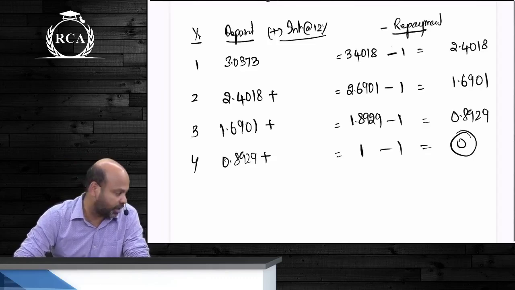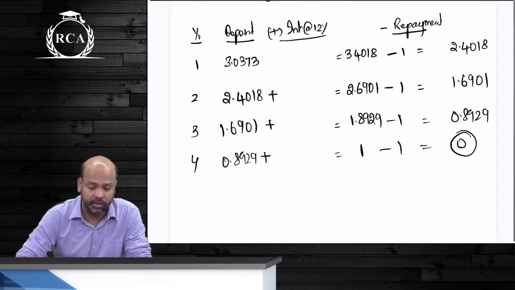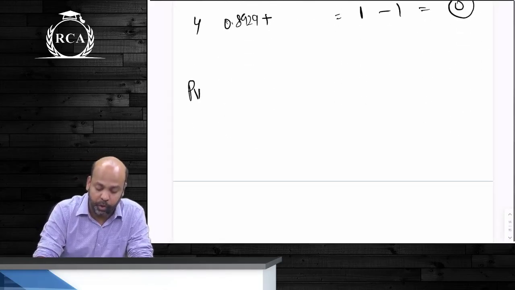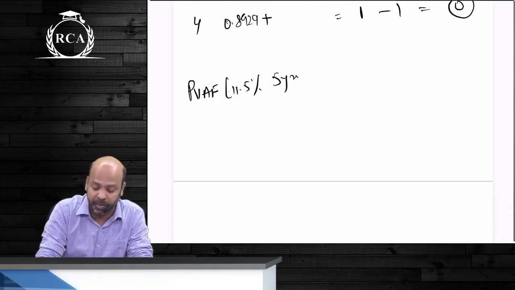Compute annuity factor at 11.5% for 5 years. Compute present value annuity factor at 11.5% for 5 years.